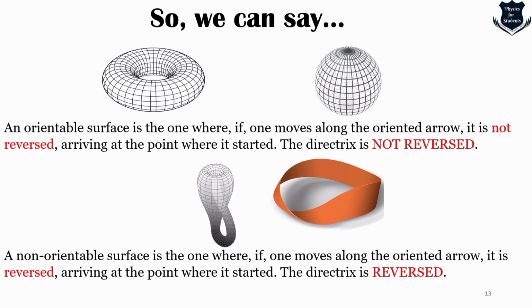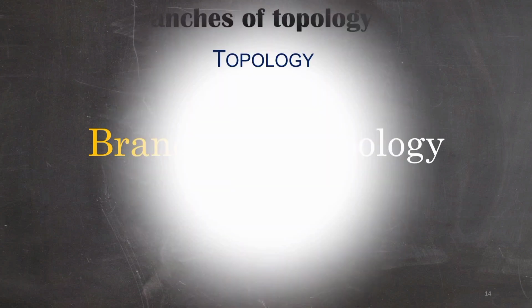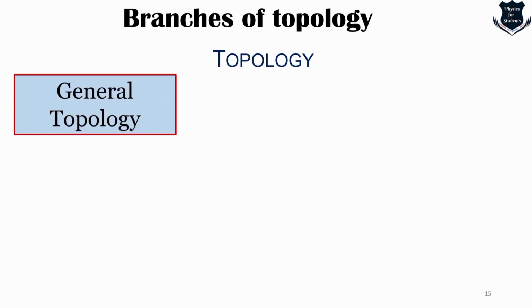Now, this orientability and non-orientability, how do we calculate it? The question is, how do we do the calculation? What area of topology actually measures that? That is the most important part in the next part of our video. What are the different branches of topology? First of all, let us understand that there is something called general topology.